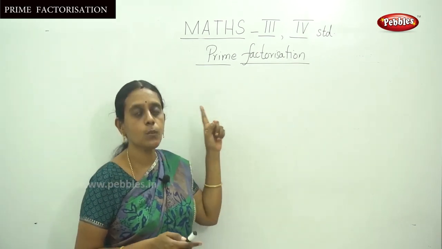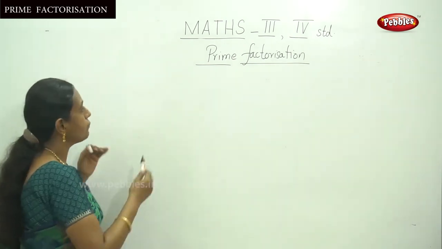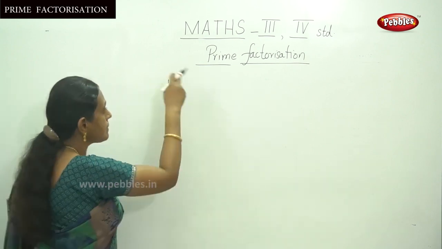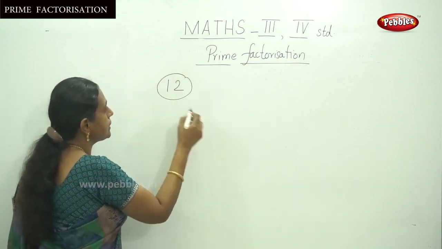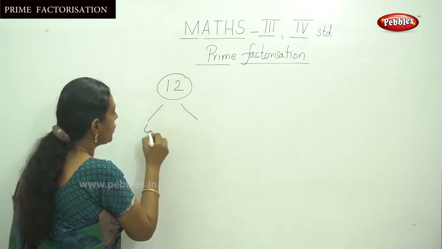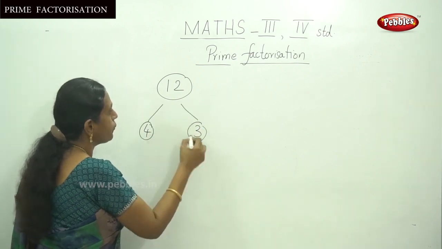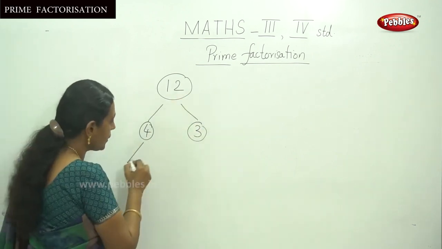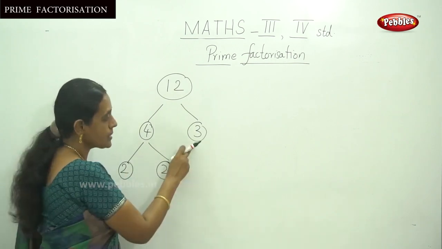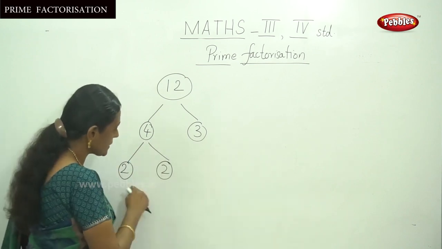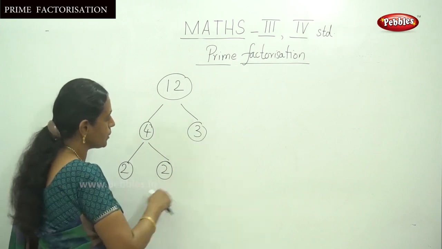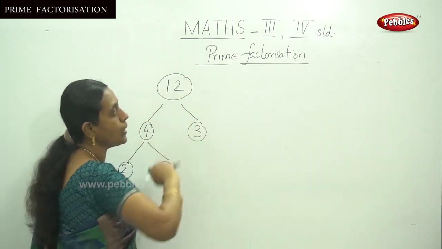I will show one number, that is 12. Do you understand the meaning of factorization? This is a tree method. You have to find the factors of 12, that is 4 into 3, since 4 threes are 12. Again for 4, write 2 twos are 4. This 3 is a prime number, and these are also prime numbers. So factorization using only prime numbers is called prime factorization.